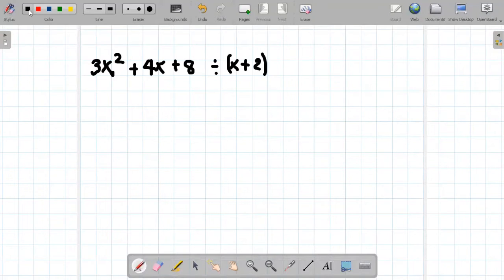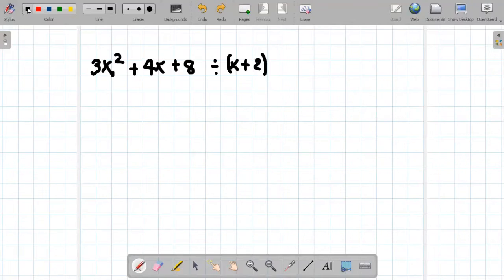So for synthetic division, what we're going to write are only the coefficients. And what are the coefficients? They are the numbers beside your variables. Okay?